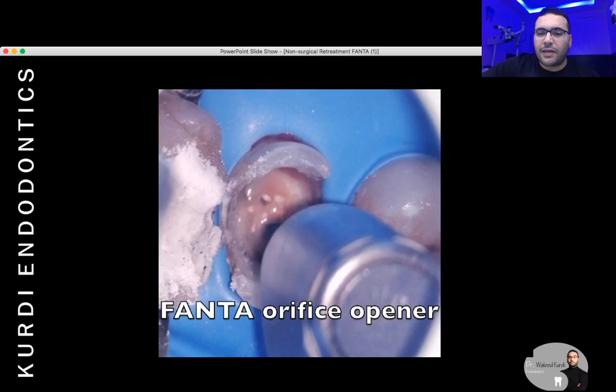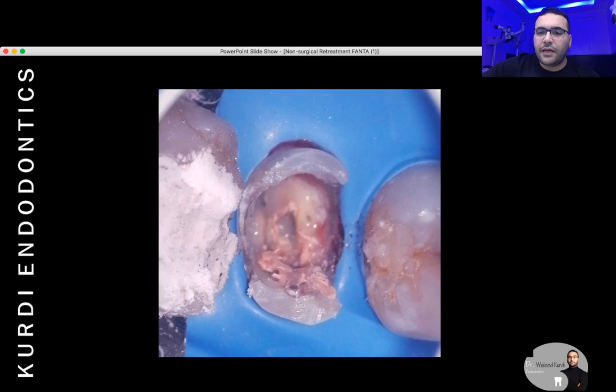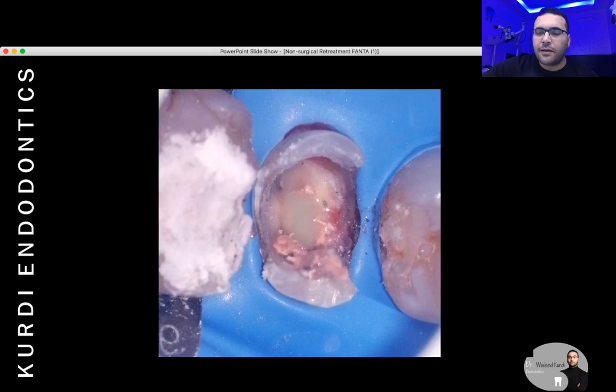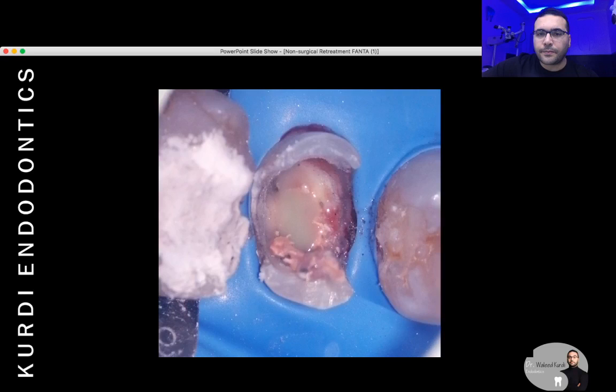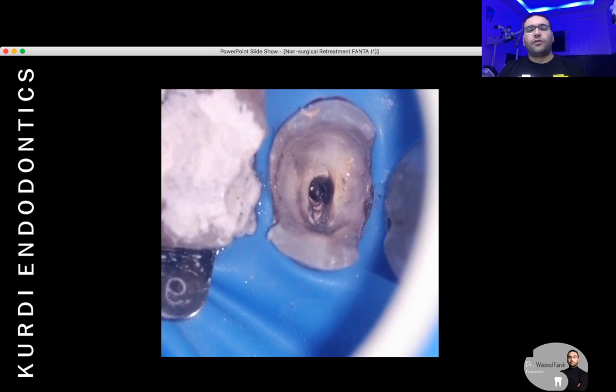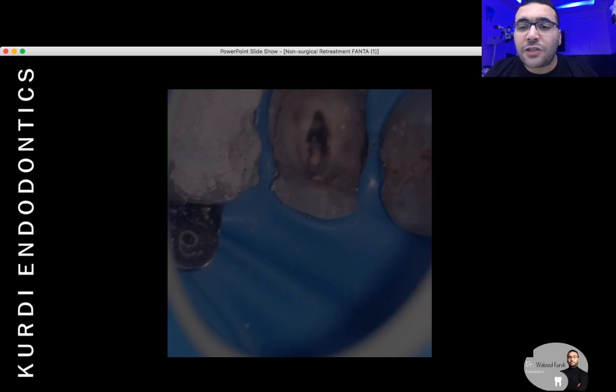Now I'm removing a little bit of the obstruction of the guttapercha inside the canal, and you can see the pus coming out from inside the canal. But not all the guttapercha was removed.